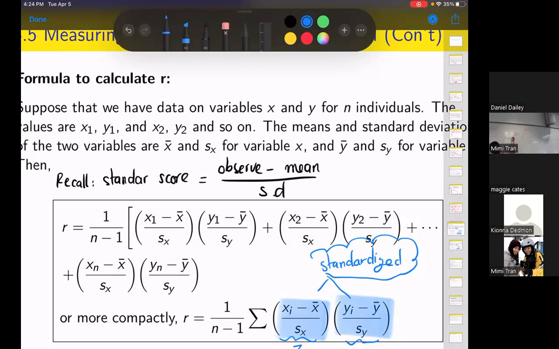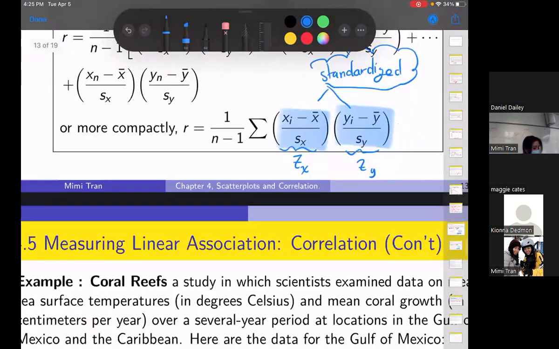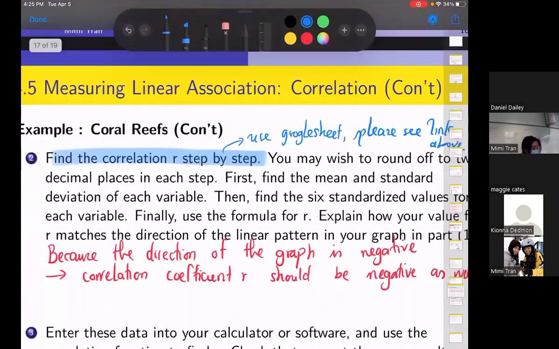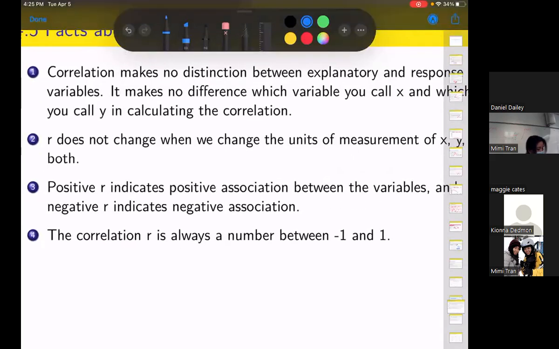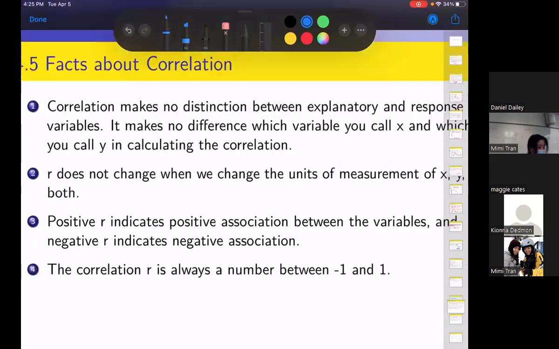Remember, Z equals X minus X bar divided by the standard deviation, right? So when you divide by the standard deviation, you standardize. Everything's the same, whatever you have here, say height or weight, you standardize to that curve, normal 0, 1. So because we standardize the values in the formula for R, if you change the units of X or Y or both, R does not change. Positive R indicates a positive association between two variables. Negative R indicates a negative association. R is between -1 and 1. Okay. All right.